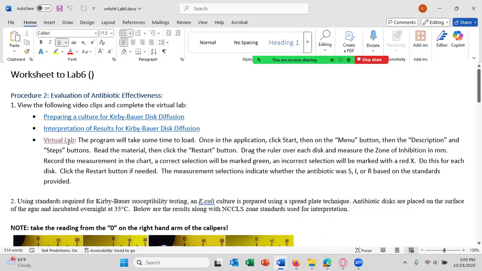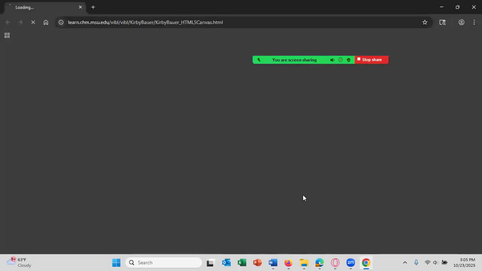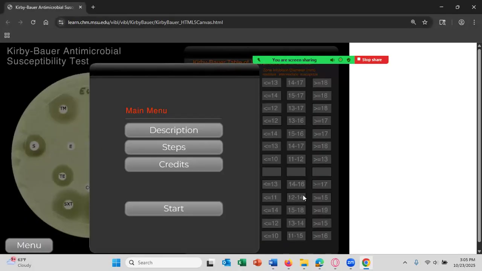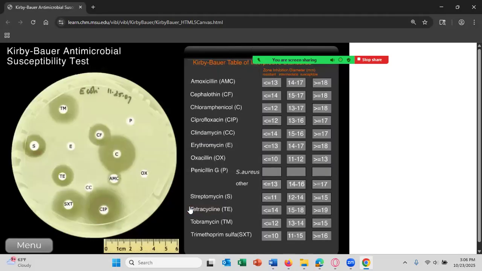This may take a little while to load. I've got a fairly fast internet connection, so it doesn't take too long. And then this will come up. You're going to want to go through the start, but you can read the description, the steps, and the credits. But for this lab, you need to click the start, and there we'll see a plate containing E. coli, and a bacteria is the E. coli, and then there's a different antibiotic infused disc on the plate.